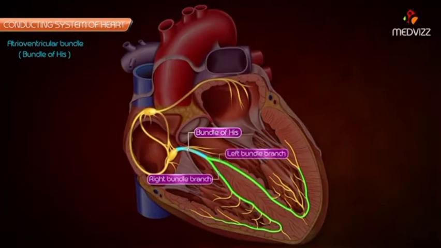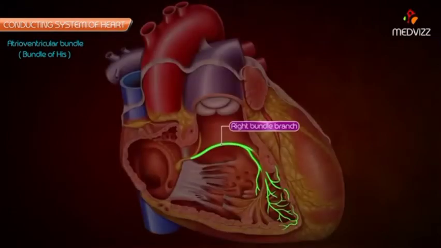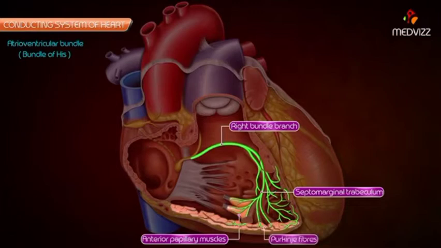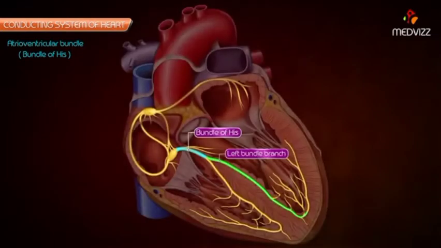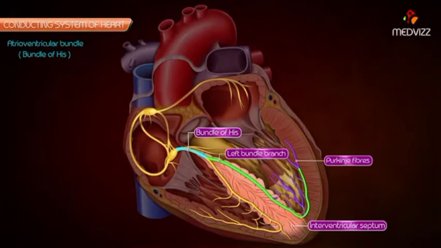Right and left branches of the bundle of His. The right branch passes down to the right side of the interventricular septum and then becomes subendocardial on the right side of the septum. A large part of it continues in the septomarginal trabeculum to reach the anterior papillary muscle and anterior wall of the ventricle. Its Purkinje fibers then spread out beneath the endocardium. The left branch descends on the left side of the ventricular septum, divides into Purkinje fibers which are distributed to the septum and left ventricle.